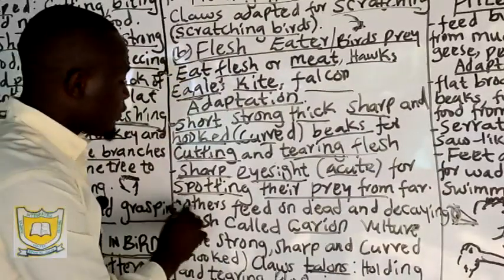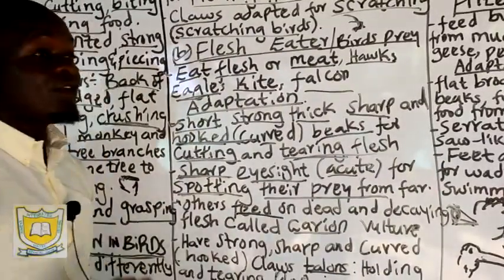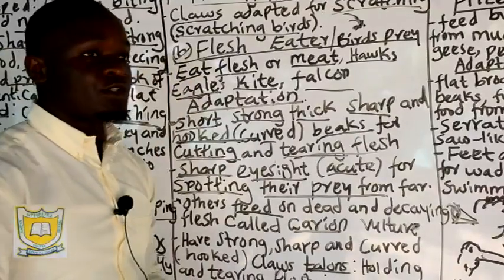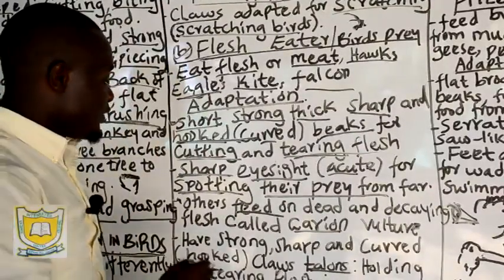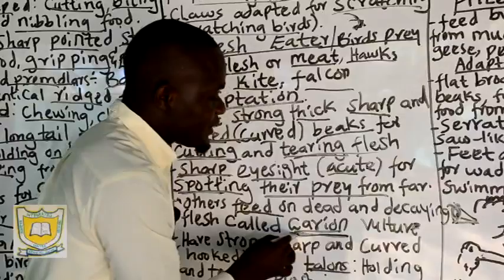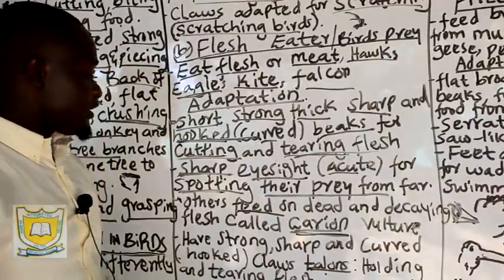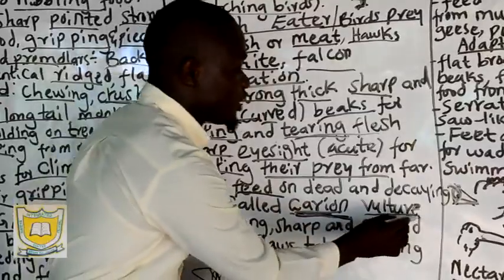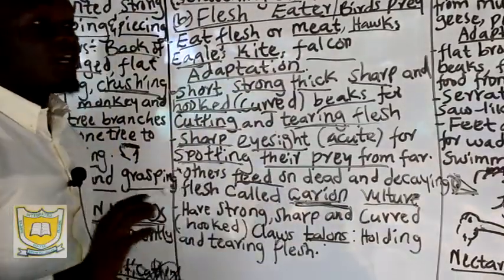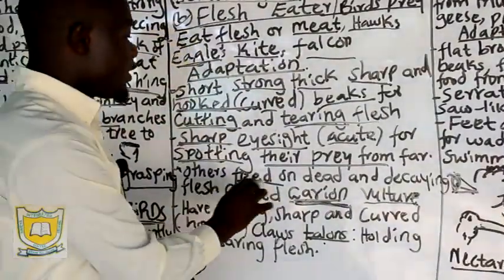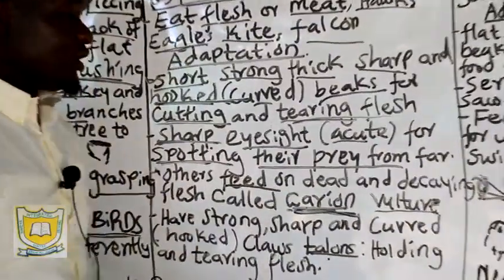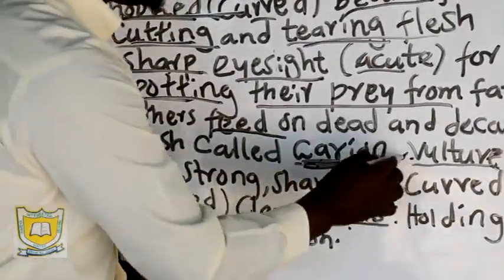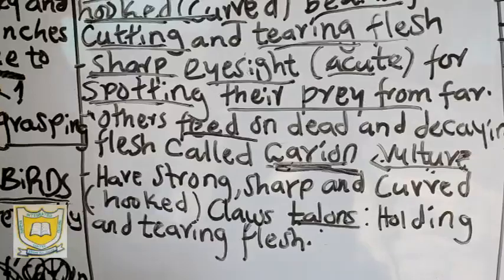Then also we talk of the others. They feed on dead decaying animals or dead decaying meat. The animals that feed on such meat are called the carrions. An example of the carrions is the vulture. So the carrions are a type of bird that feeds on dead decaying flesh. They are called carrion, and the example is what we call the vulture.